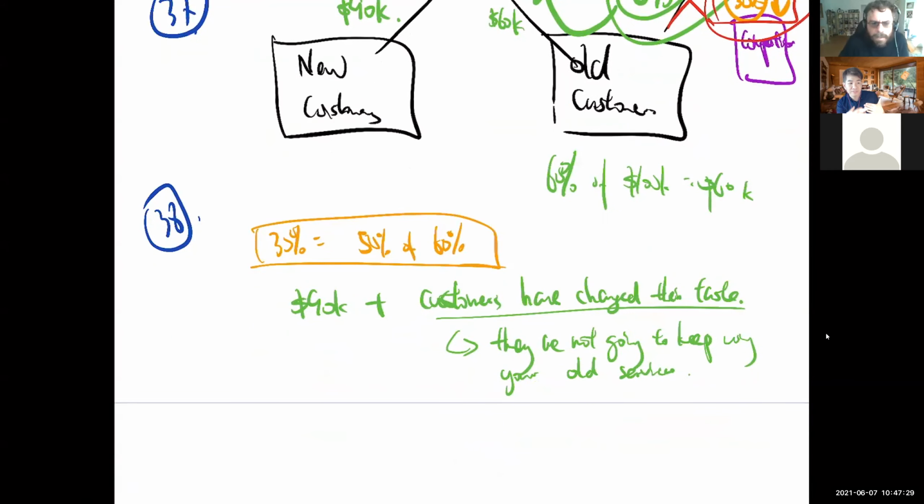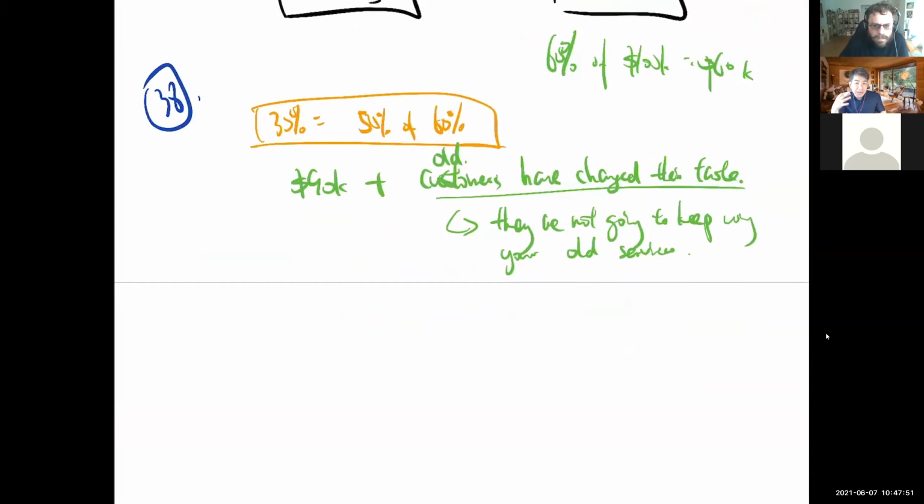So 90K is what's coming from new customers, plus a portion from the customers who have changed their taste. Sorry, it's actually all customers who changed their taste, right? Because they're coming from the existing ones. And all these customers have changed their taste, so they are not going to keep using your old service. Even if you don't introduce the new service, you're going to lose them anyway. So that is not cannibalization.